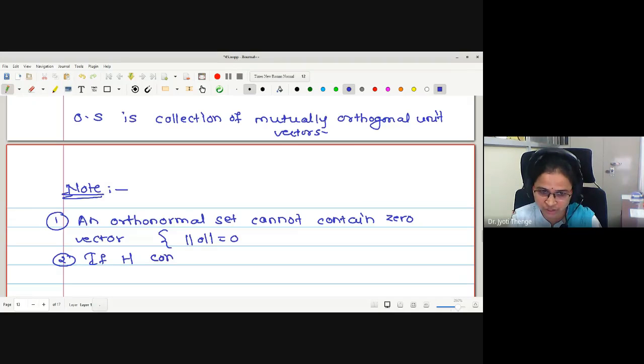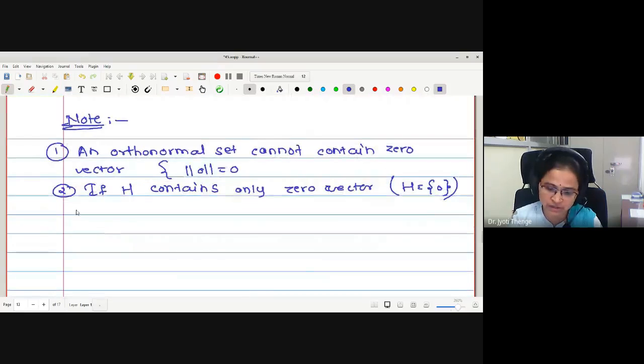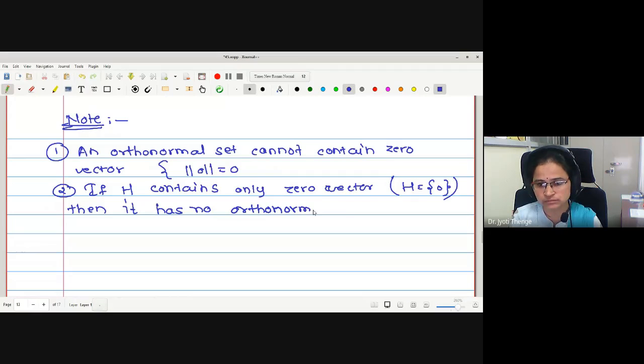If H contains only the zero vector, that is H is equal to singleton 0, then it has no orthonormal set.